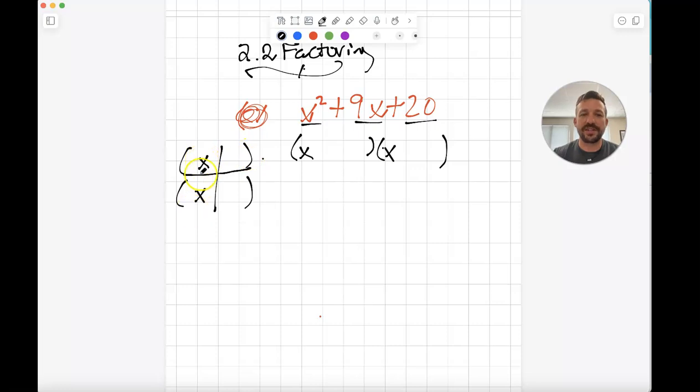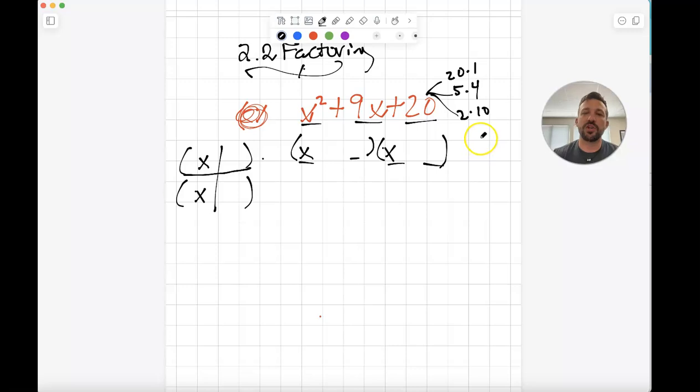So this is the first term in each one of them, yeah? And this thing will be the second term in each one of them. And the way we find the second term is you look at the factors of this number right here. So we got 20 times 1. We got 5 times 4. Let's see, 2 times 10. I think that's all of them.